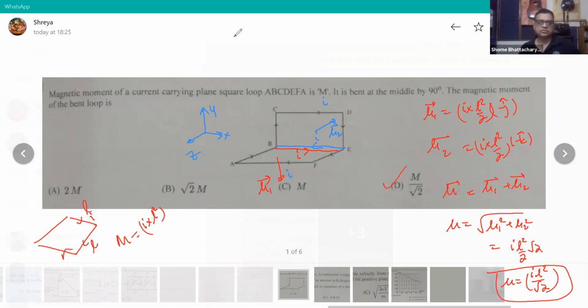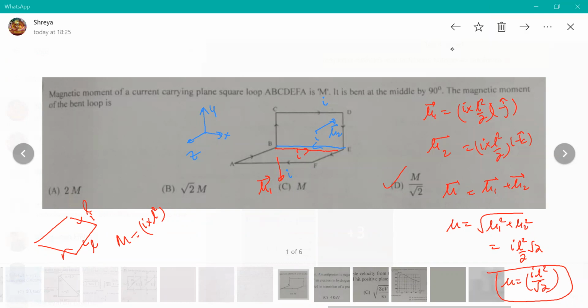Is it clear, Shreya? Okay. So you have to remember that magnetic dipole moment is a vector quantity. Whenever you have a combination of loops like this, creating magnetic dipoles in individual planes, for each plane the magnetic dipole moment has a particular unit vector, and you have to do the vector addition. That's the general method. Okay, now let's move on to the next question.